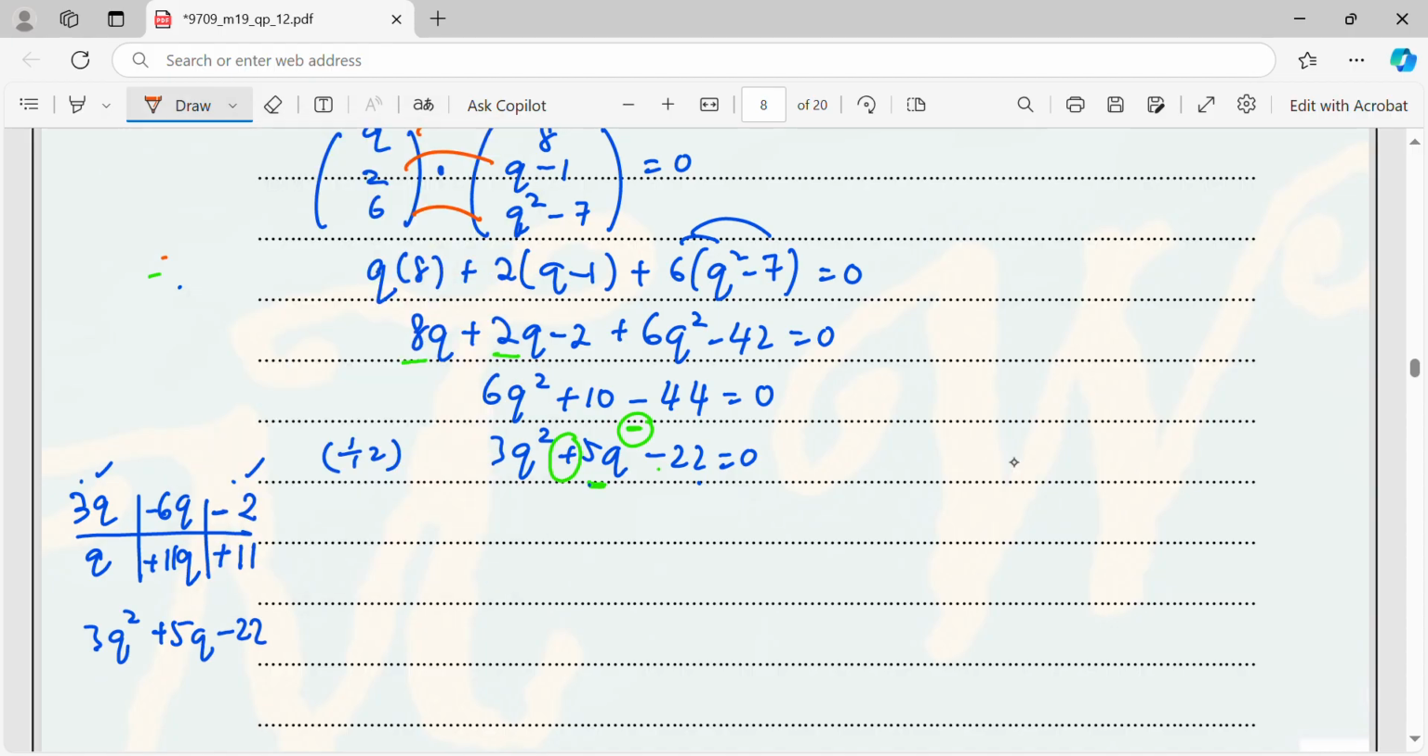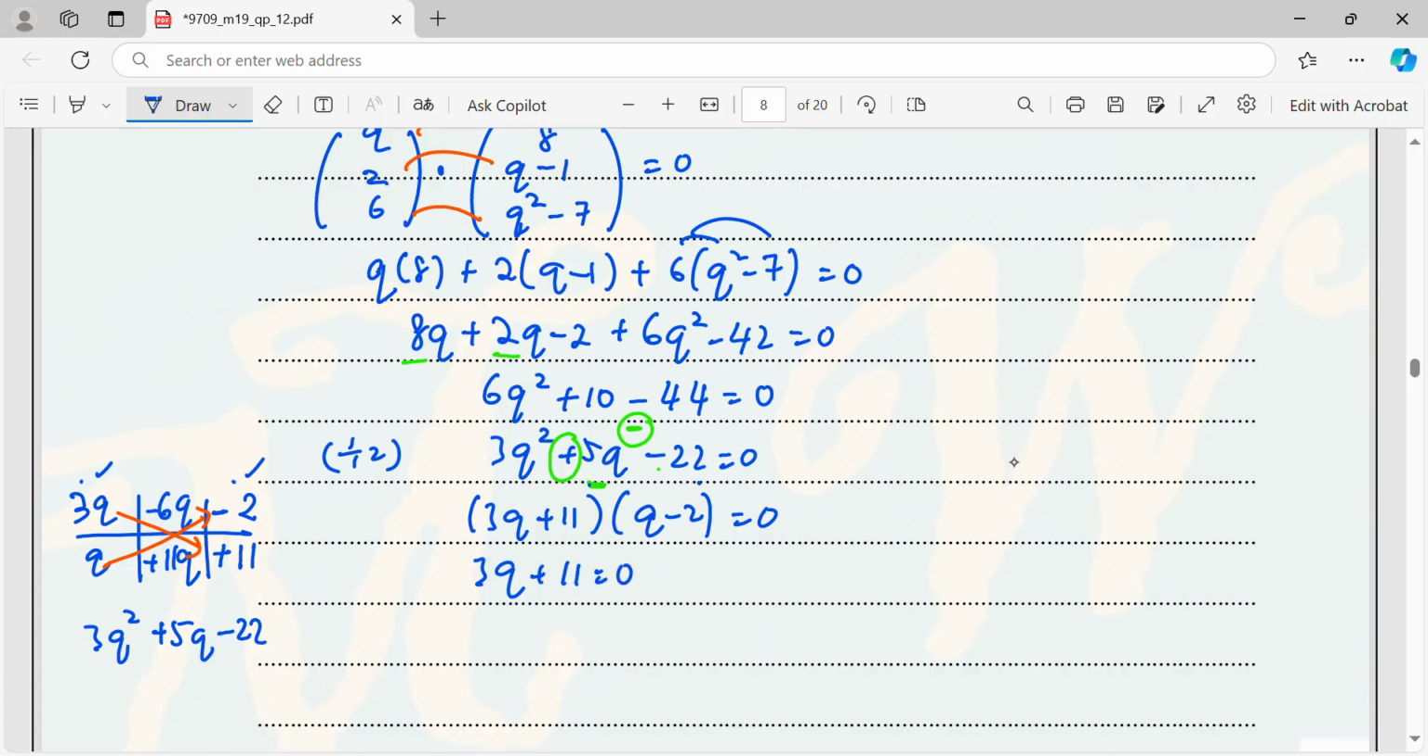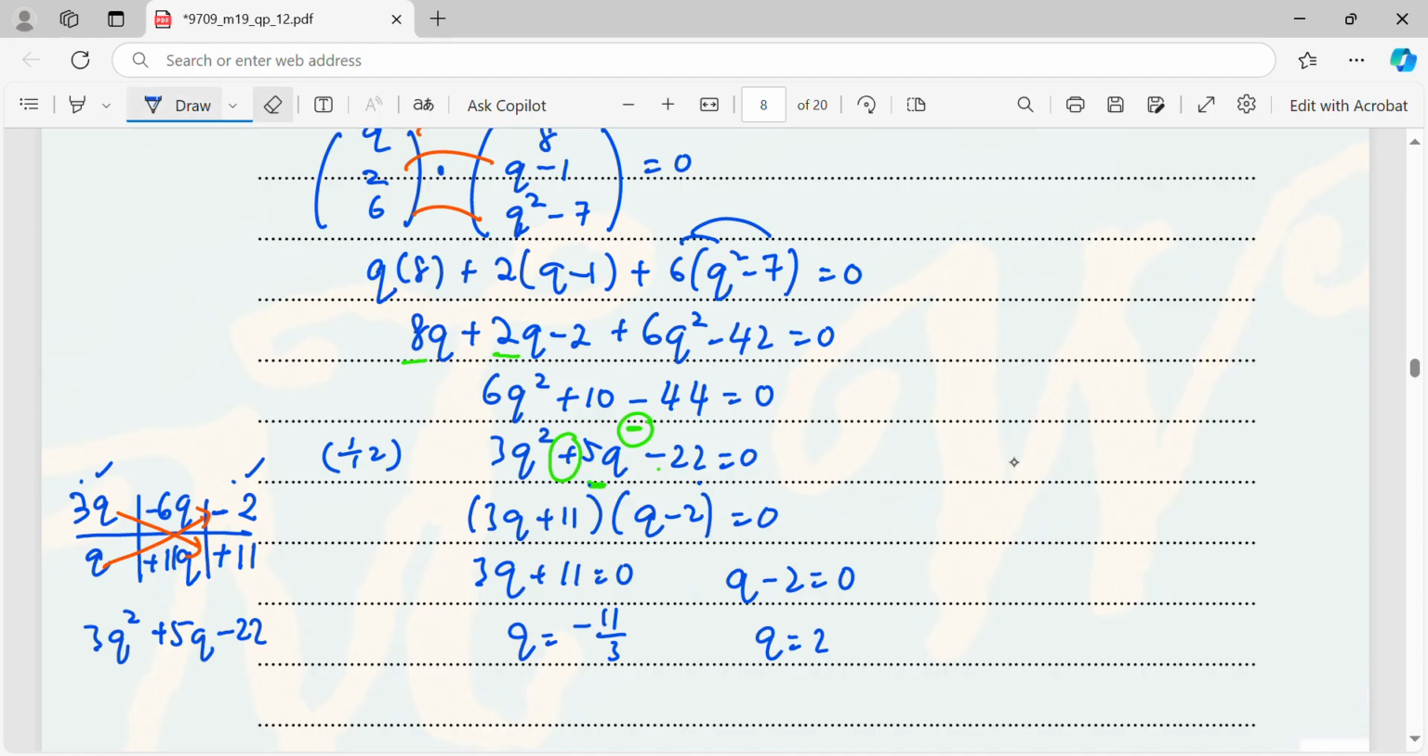Now for the factors, you just cross multiply. Or you can just get the roots from the equation, then from the roots you get the factors, no problem. So here you will be getting (3q plus 11) multiplied with (q minus 2) equals 0. Then at last, you let both factors be 0. So 3q plus 11 equals 0. Therefore your q is minus 11 over 3. Or q minus 2 equals 0. Then your q is 2. So these are the two q values for which the two vectors are perpendicular to each other.